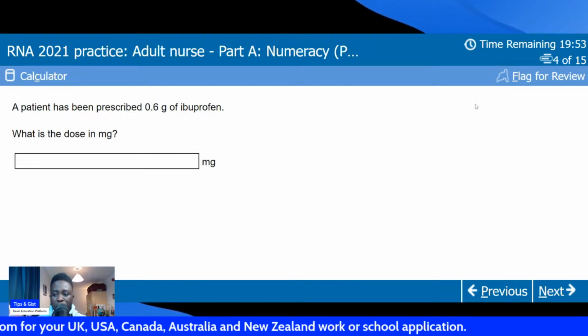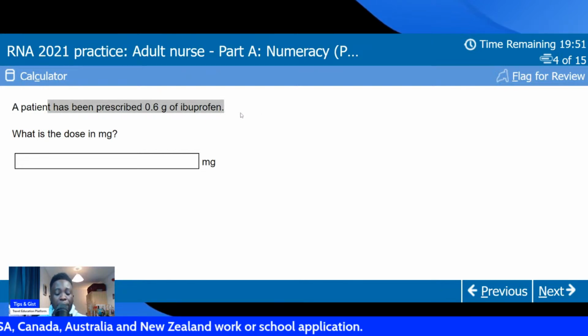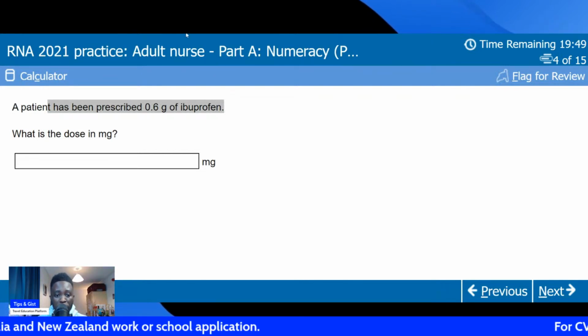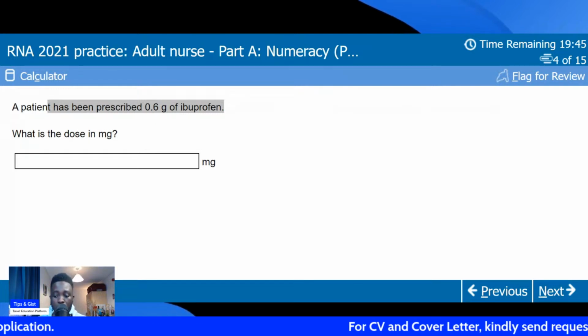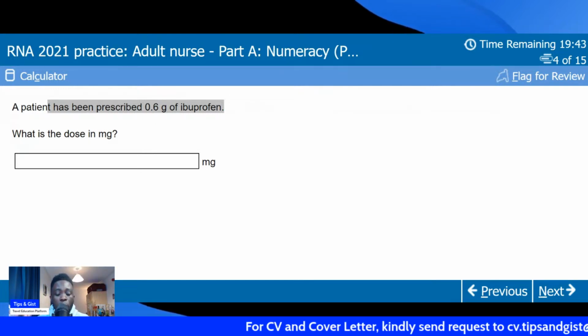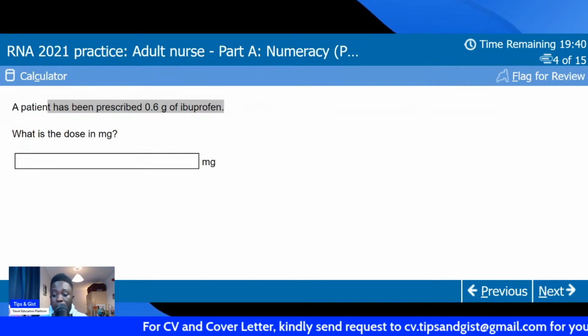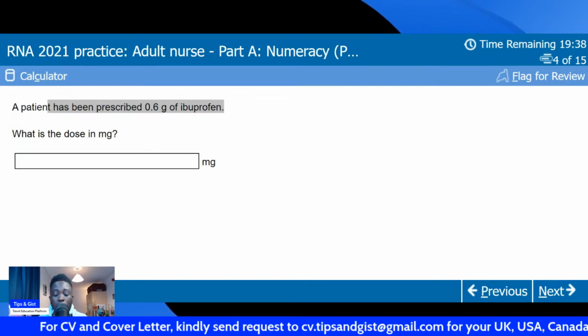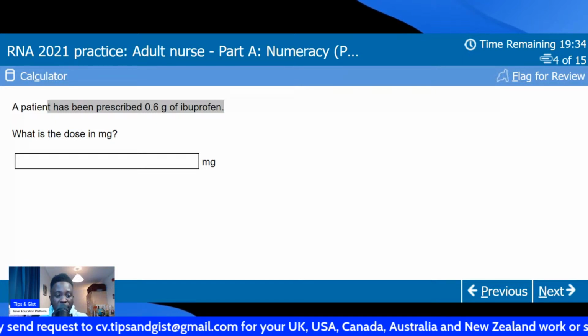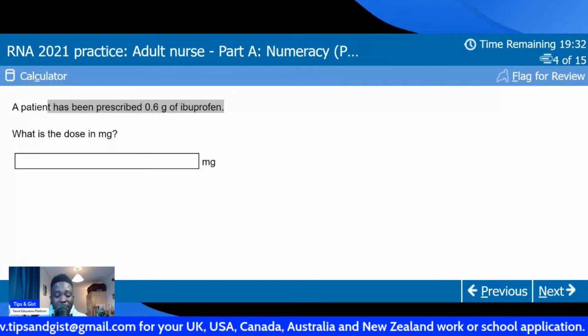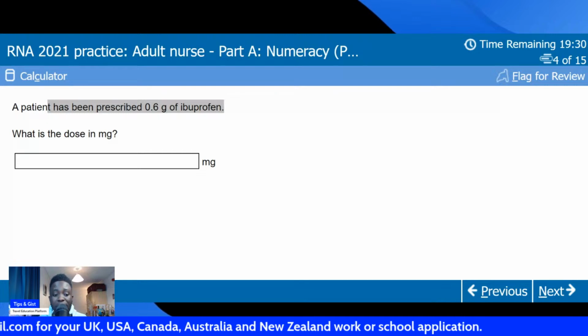Now, that is question number 4. A patient has been prescribed 0.6 grams of brufen, right? That is ibuprofen. So if you know brufen, you've been taking brufen in your homes, right? In the hospitals. So now, what is the dose in milligram? Now, we have to ignore the brufen. The brufen has nothing to do with this question. What is the prescription? 0.6 gram.